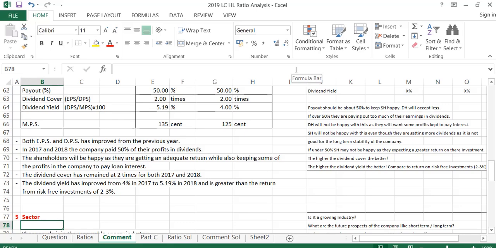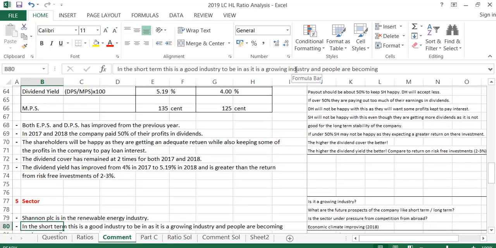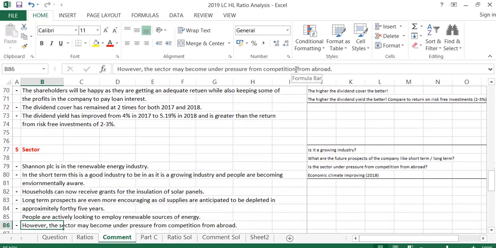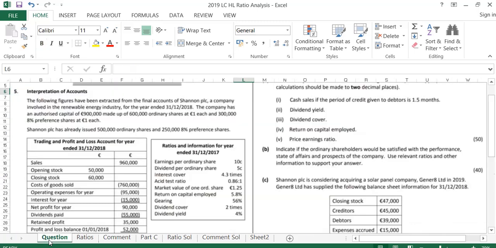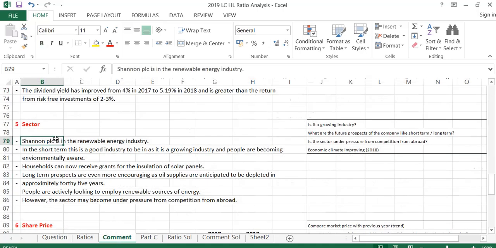The fifth heading we look at is sector. So first sector, we don't need to work out any ratios, we just need to comment on the sector that the company are in. And again, we don't need a massive in-depth knowledge of the sector, we just need to make a few relevant points. So what sector are they in? We're looking at the final accounts of Shannon plc, a company involved in the renewable energy industry. Okay, so Shannon plc is in the renewable energy industry.